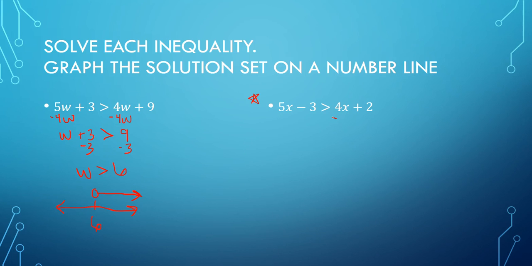Okay, so same idea, subtract the 4x. X minus 3 is greater than 2. Add 3. X is greater than 5. So you have 5 in the middle. Open because it doesn't have the equal to, and greater than is to the right.